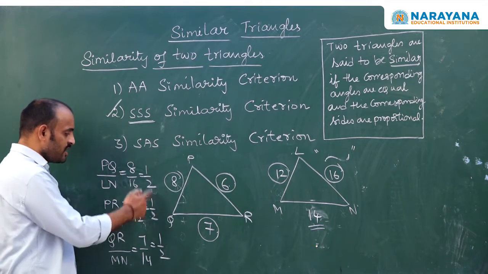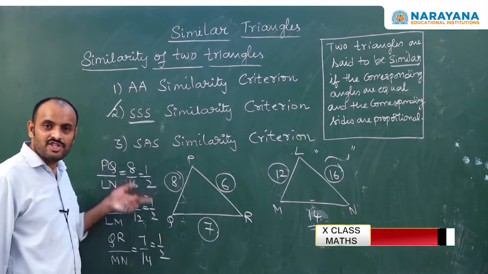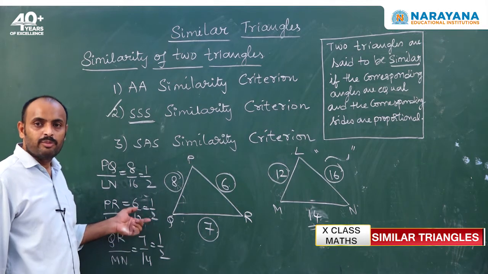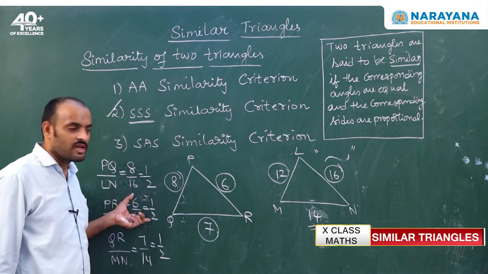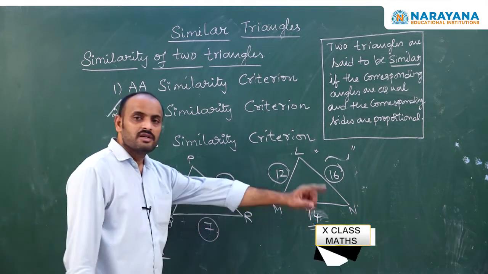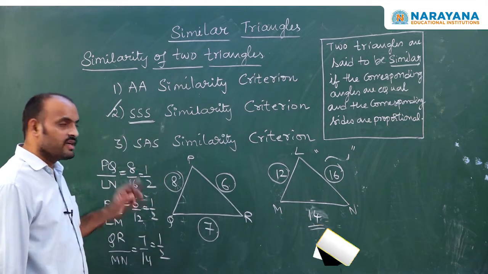See, all the three ratios are the same. So, if the ratios are the same, we say that they are proportional. Once the sides are proportional, the given two triangles are similar. How to write the similarity here?